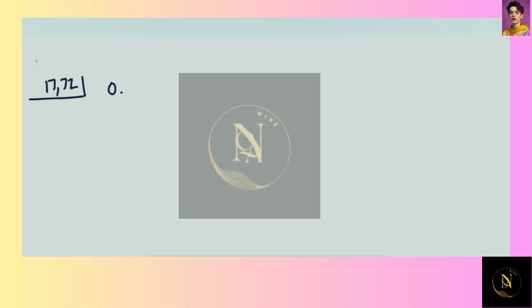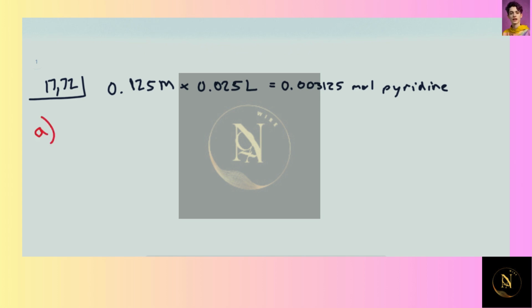We do that by multiplying the concentration of base times the volume, and this is equal to 0.003125 moles of pyridine. So now let's go ahead and calculate the initial pH when no volume of acid has been added.